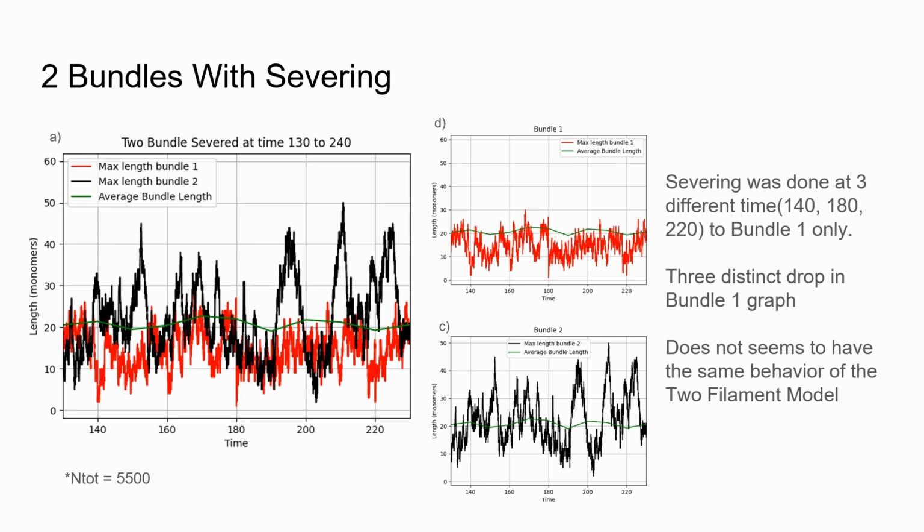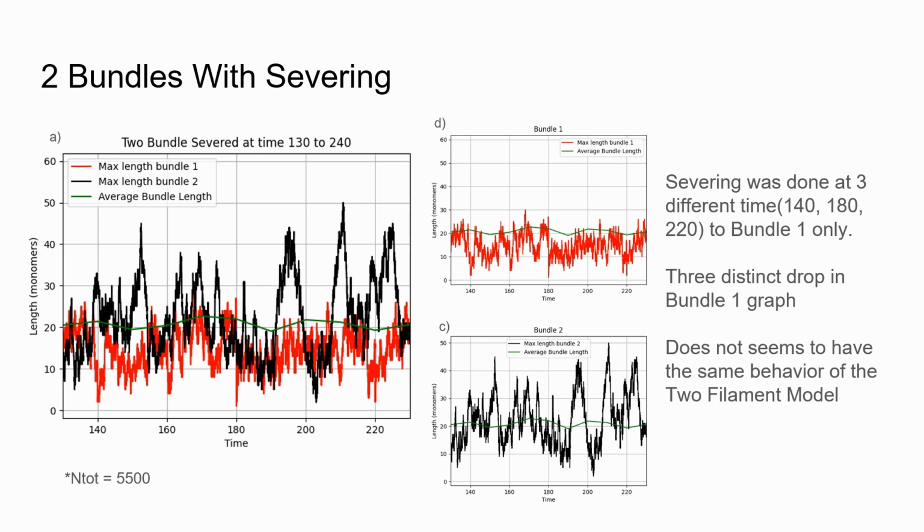I also made sure to show the average bundle length. As you can see, it does not have the same behavior as the 2-filament model. The two bundles don't seem to be interacting with each other at all. Right after the point of severing, the non-severed bundle did not seem to react to the increased amount of monomers in the pool, and the severed bundle will go right back to how it was behaving previously.